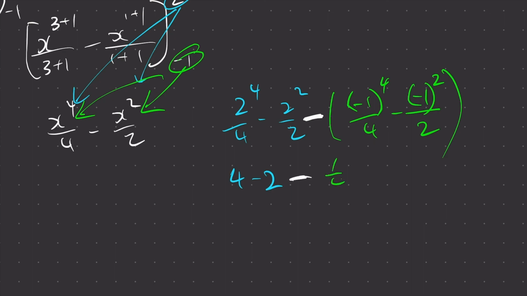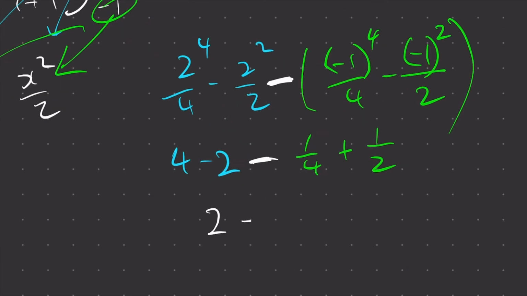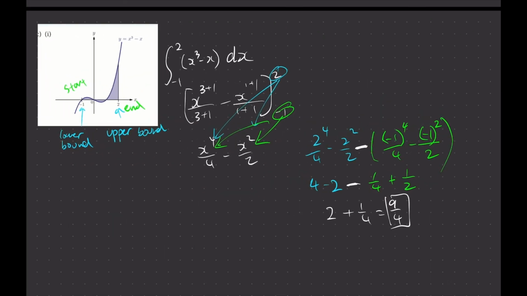So 1 over 4 plus 1 over 2, right? Okay. Then 4 minus 2 is going to be 2, minus 1 over 4 plus 1/2. So it's going to be plus 1 over 4, which is going to be 9 over 4. Okay, final answer, done. Okay, that's it for this video.